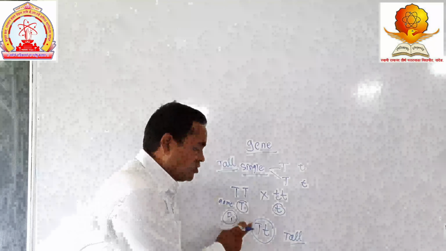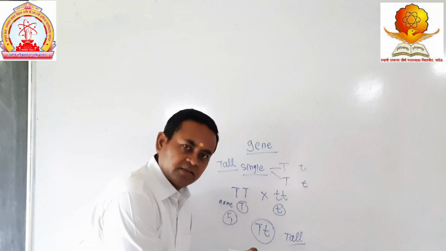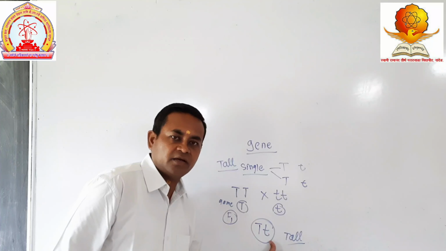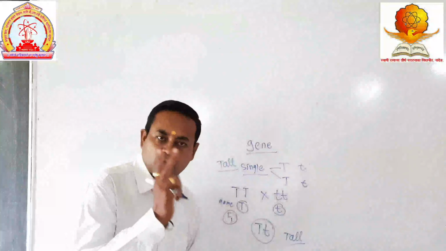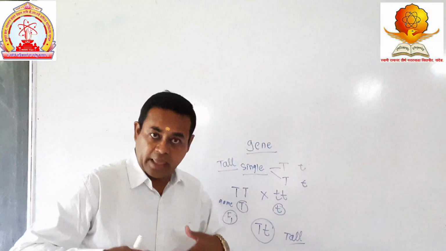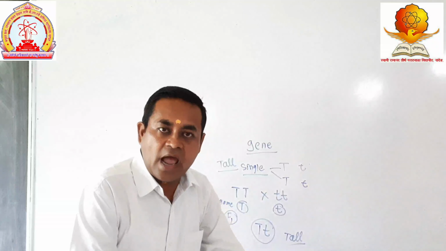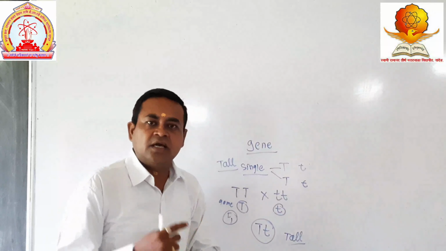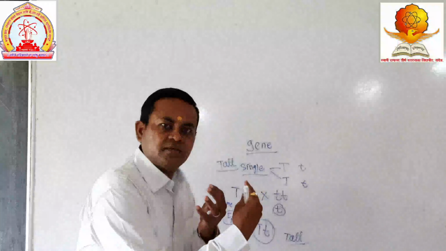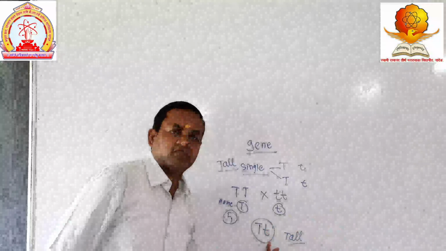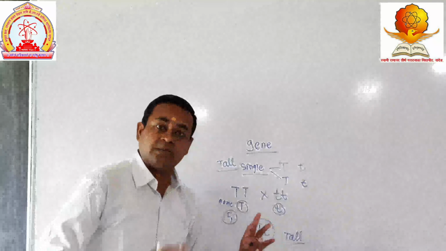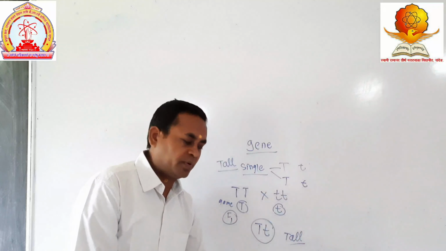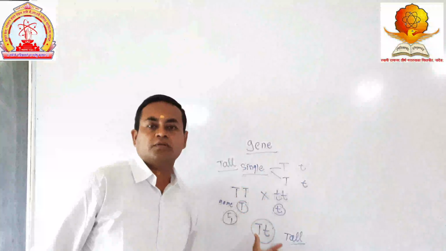This dominant factor masks the expression of the other factor. The capital T has two important functions. One is expressing its character, and the other important function of the dominant factor is suppressing the recessive factor's expression. The expression of the recessive factor is suppressed by the dominant factor. This is what we call the law of dominance. Simple.